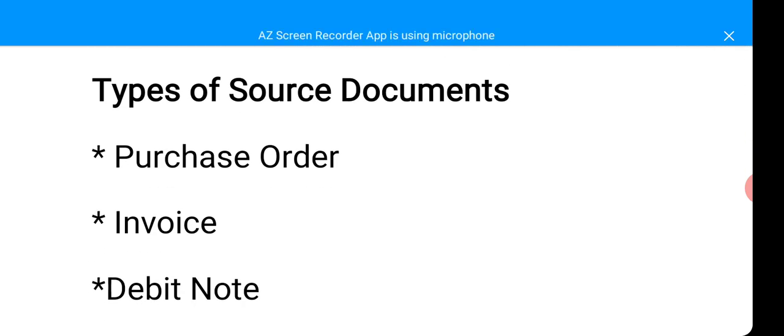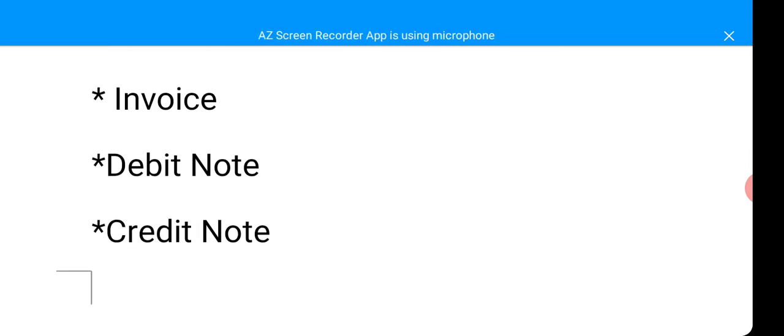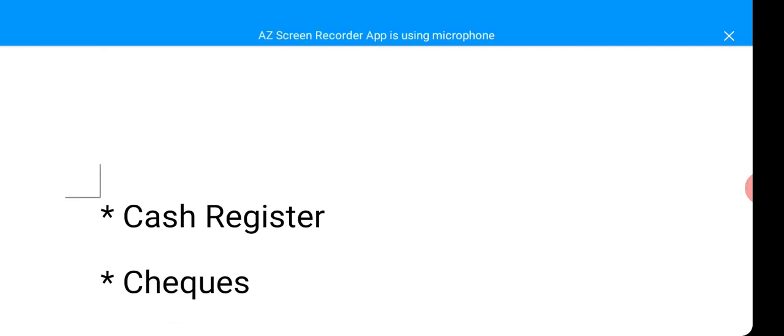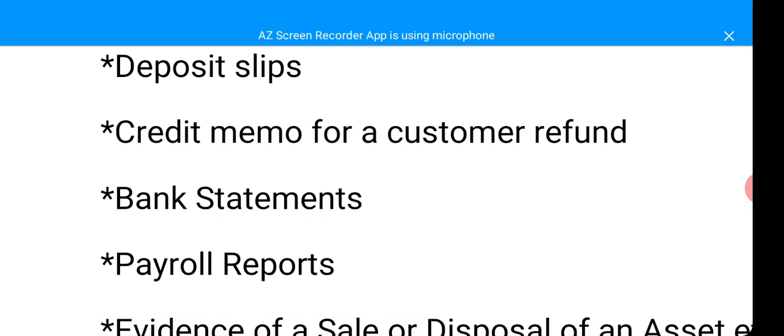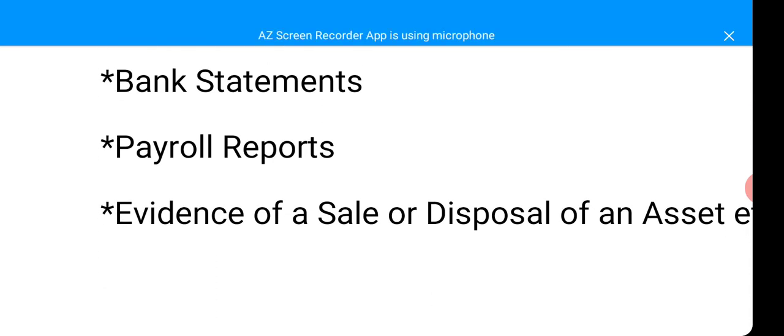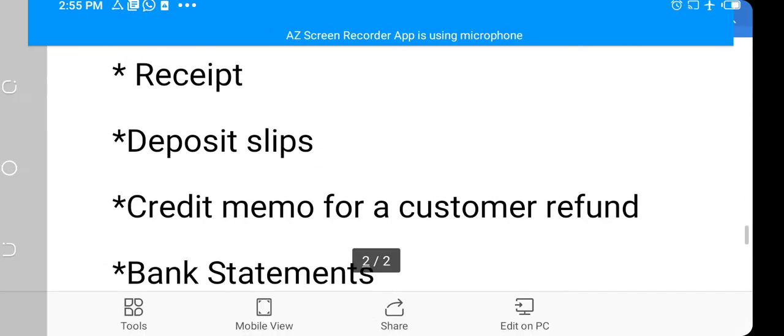Let's look at various examples of source documents. Though we are still going to look at these source documents one after the other, let's just list them now. We have purchase order, invoice, debit note, credit note, cash register, checks, receipts, deposit slips, credit memo, bank statement, payroll reports, and so on.